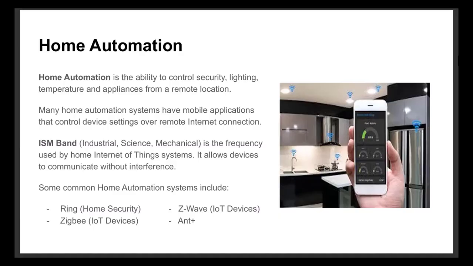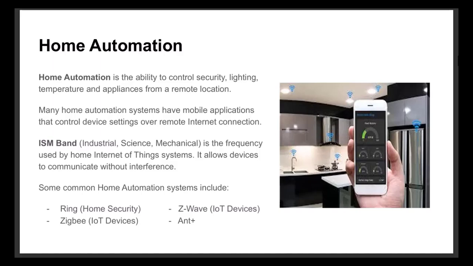We can control all of our IoT devices and home automation configurations through mobile applications. This will be an app that will be downloaded and installed on your smartphone or mobile device that allows you to communicate with your home automated Internet of Things network.